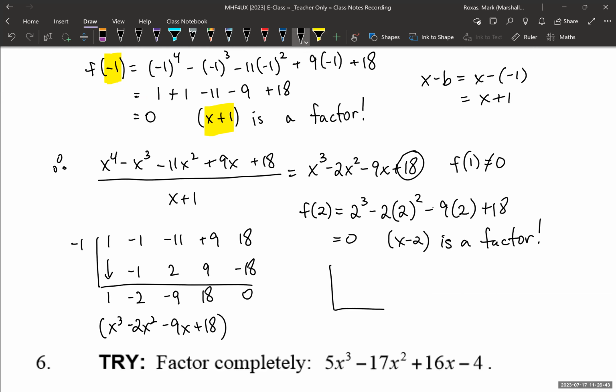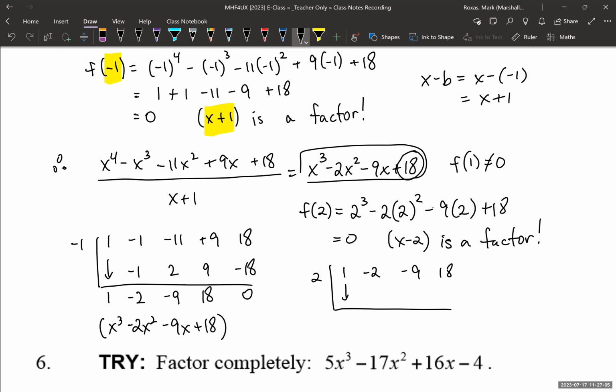All right, so I should have left more space here, but let's see if we can fit it all in. So x cubed minus 2x squared minus 9x plus 18. Let's put the coefficients of that one down. So 1, minus 2, minus 9, and 18. We're dividing by x minus 2, so it's going to be positive 2 on the left side there. And now we're going to carry out the steps here.